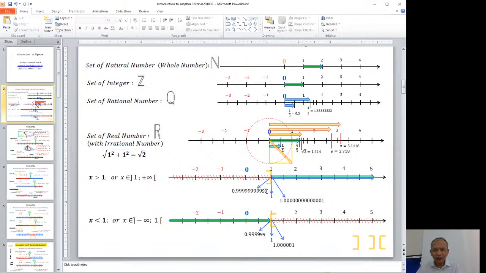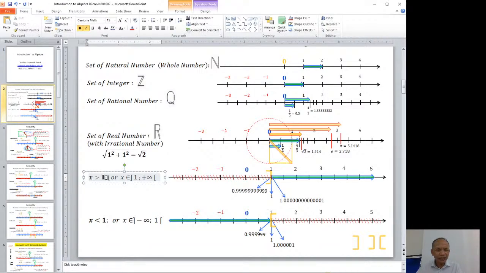So we have values that are very close to 1. On the left here 0.99999 and on the right 1.0001 but not 1. That means that here x bigger than 1, or x belongs to the set open bracket 1 and until infinity.